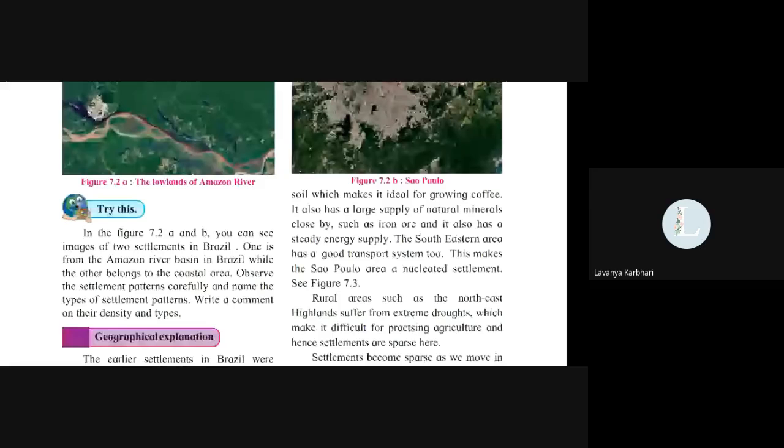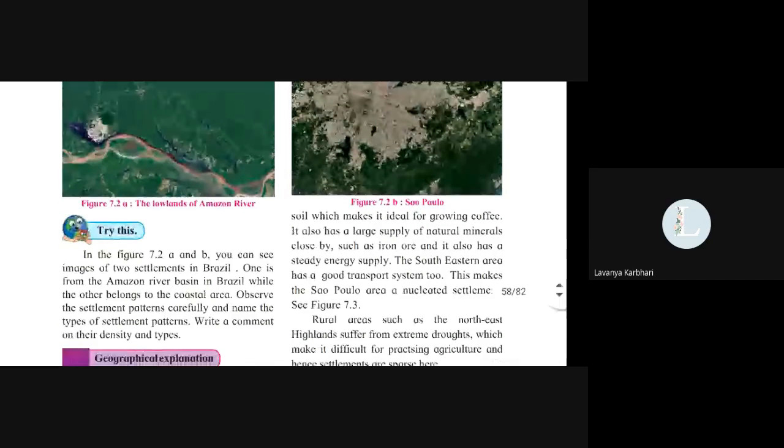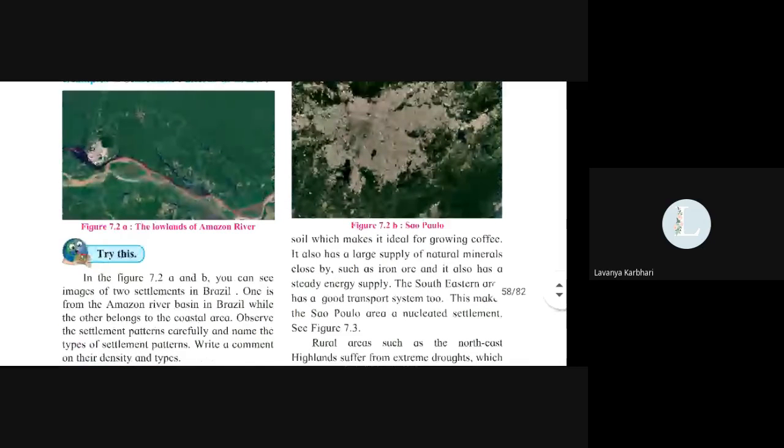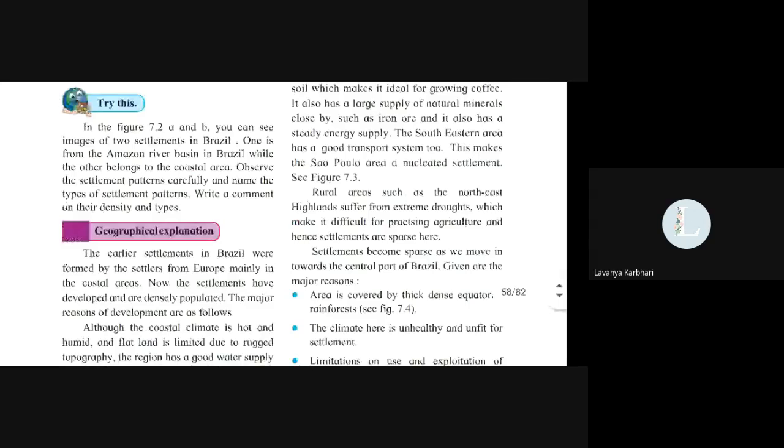The southeastern area has a good transport system too. आणि हा जो काय साऊथ ईस्टर्न एरिया आहे तिथे ट्रान्सपोर्टची फॅसिलिटी सुद्धा चांगली आहे. दिस मेक्स द साओ पॉलो एरिया इन न्यूक्लिएटेड सेटलमेंट्स. ओके, त्यामुळेच साओ पॉलो रिजन मध्ये मोठ्या प्रमाणात लोक राहतात आणि इट इज नथिंग बट द न्यूक्लिएटेड सेटलमेंट्स. सो these are some reasons why Sao Paulo has such a dense population and nucleated settlement.